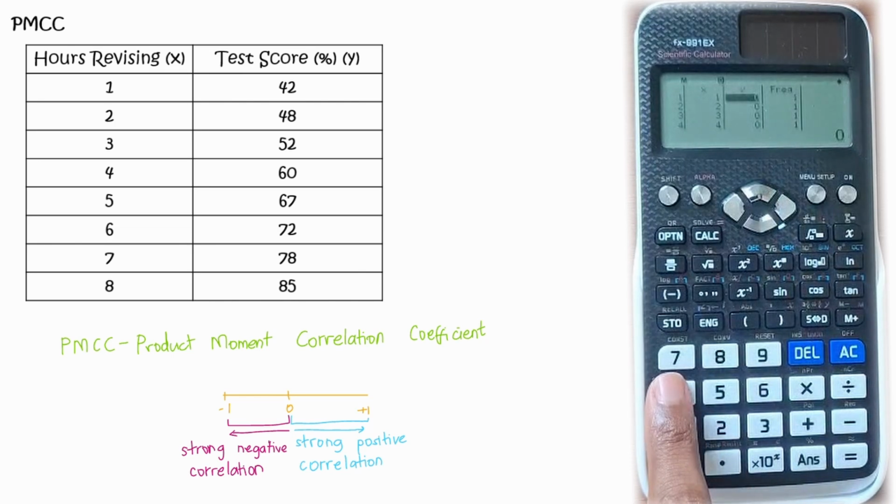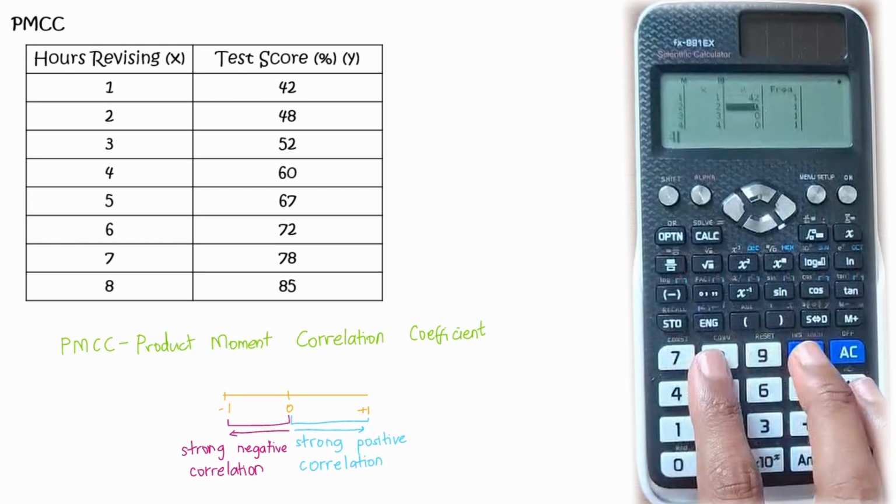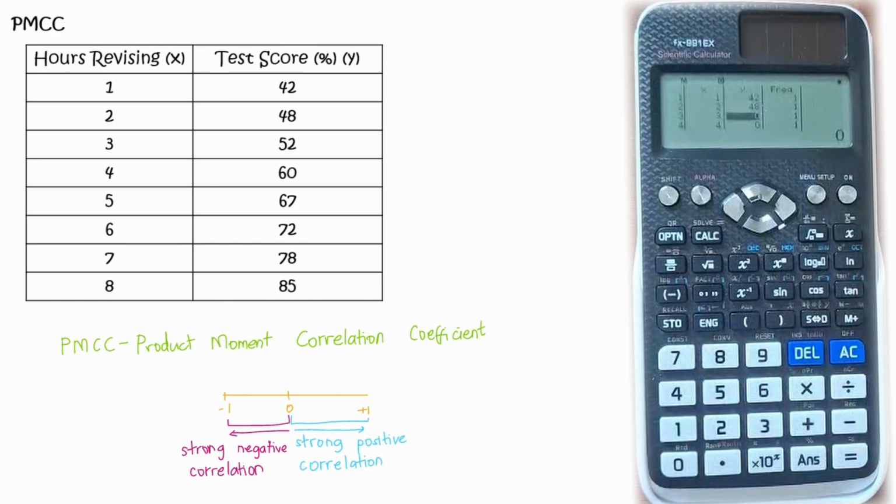So for 1, we have 42. For 2, we have 48. For 3, we have 52. For 4, we have 60. For 5, we have 67. For 6, we have 72. For 7, we have 78. And for 8, we have 85.